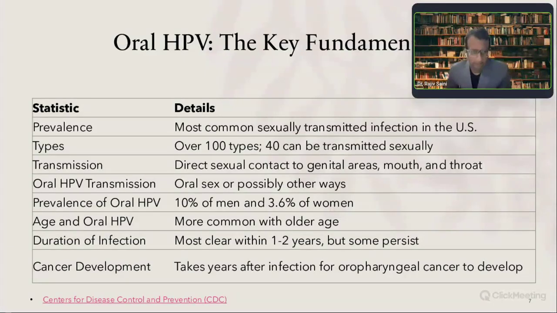When we go about the prevalence, it is the most common sexually transmitted infection in the US. When we consider the different types of HPV subtypes, over 100 types exist, and 40 can be transmitted sexually. Direct sexual contact to the genital areas, mouth, and throat can be a very strong transmission factor. Oral sex is one of the leading factors for transmission of HPV.